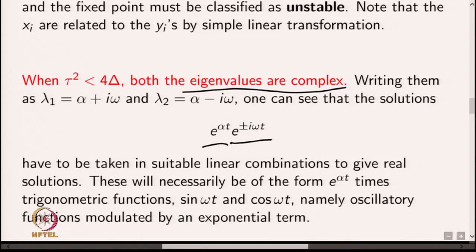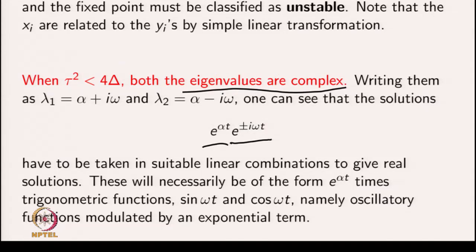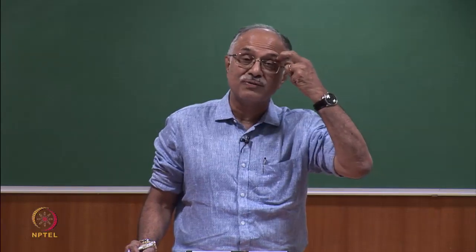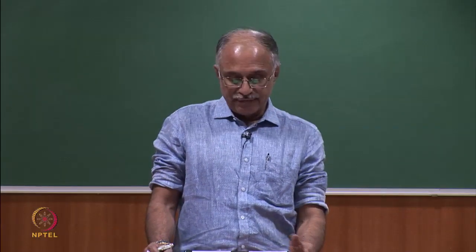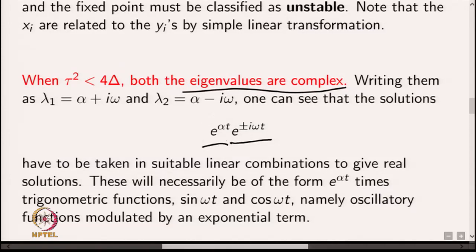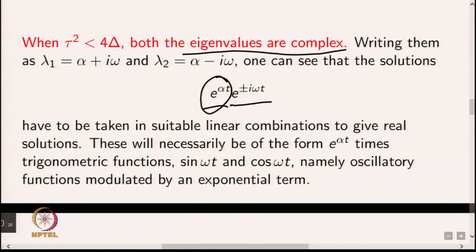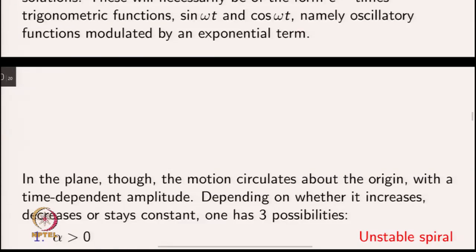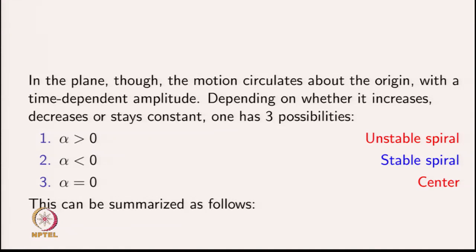Now, these have to be taken in suitable linear combinations to give real solutions, because after all the solutions of the equations are real. Therefore, these combinations that are going to give us real solutions out of e to the i omega t have to be trigonometric functions, sine and cosine omega t, and these are being multiplied by e to the alpha t. So, we have an exponential times an oscillatory term. So, basically we find solutions that are going to oscillate in time, but the amplitude can be variable.